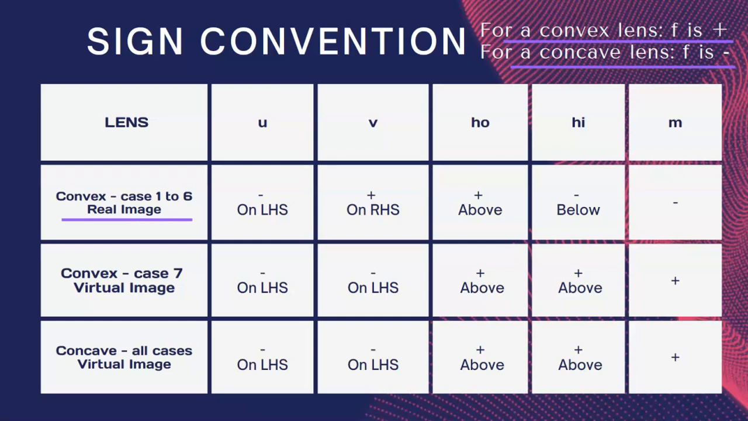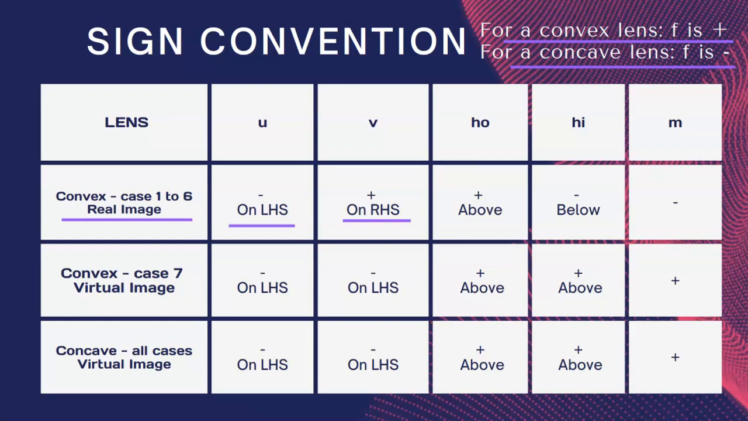U, that is the object, is always on the left hand side, and hence U is taken to be negative. Object distance will be negative because it is on the left hand side of the lens. Image is real, which is formed on the right hand side, and hence image distance V will be taken to be positive. Please remember, all the parameters on the left hand side of the lens are negative. Parameters on the right hand side are positive.